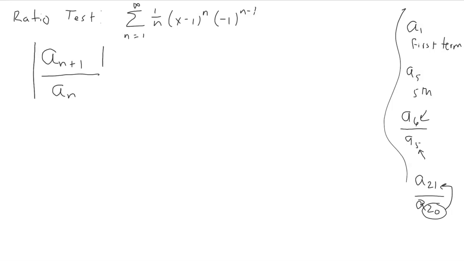Find the absolute value of that ratio and let that ratio run off to infinity. In other words, we're not going to do a sub 6 to a sub 5 or a sub 21 to a sub 20. We're going to do like a sub a bazillion to the term right before it, a sub a billion minus 1. And if that ratio is less than 1, then the series converges.